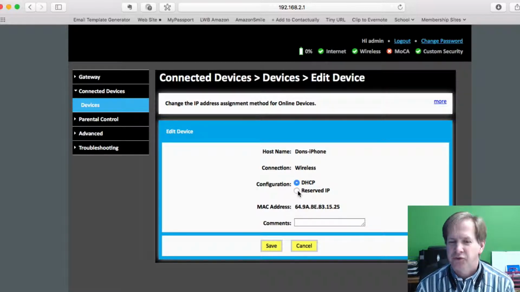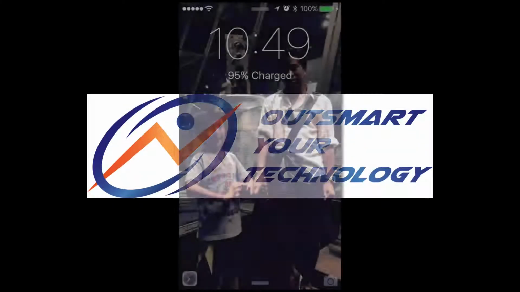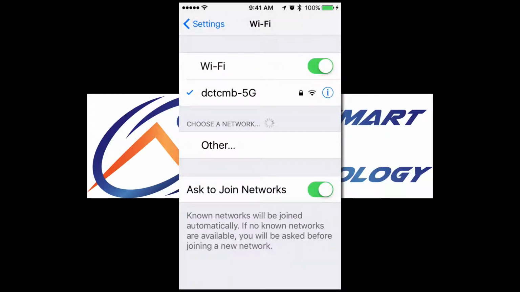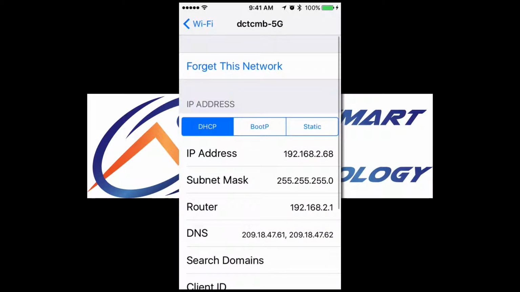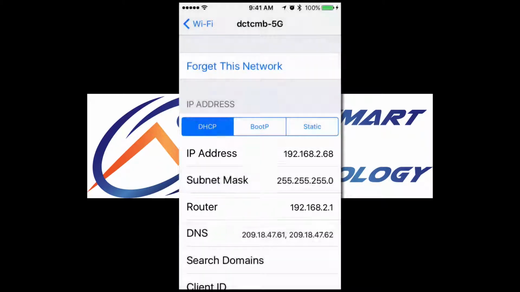Try the easy things first, but it's also pretty easy here, just like I showed earlier. Pop into the iPhone, go to Settings, Wi-Fi, tap the I, and see what you should see is your IP address and your router will normally be on the same network. And if they're not, that's pretty suspicious.